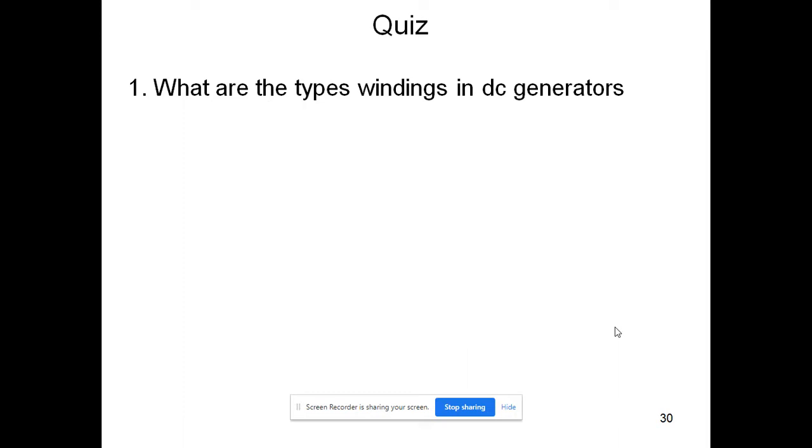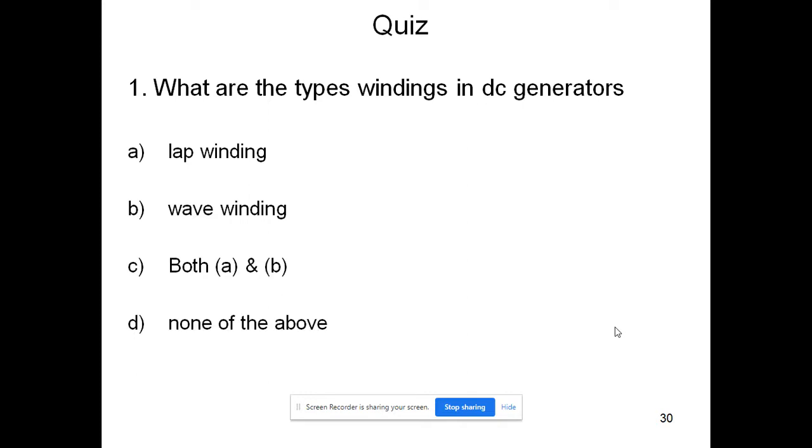What are the types of windings in DC generators? A. Lap winding. B. Wave winding. C. Both. D. None of them. Answer is both. Depending upon the current and voltage, we can choose the type of windings.